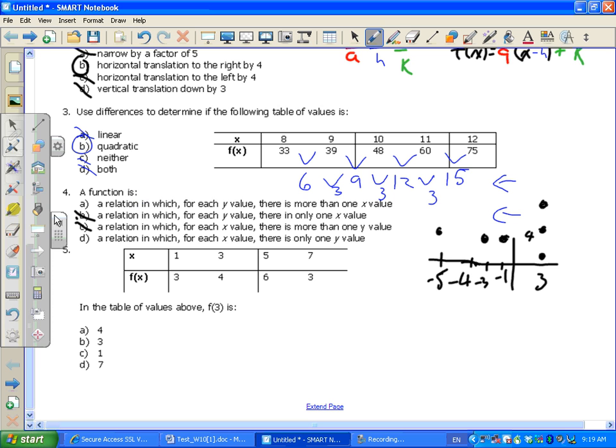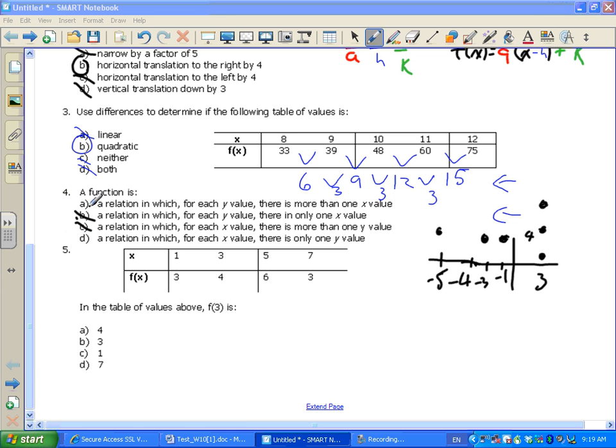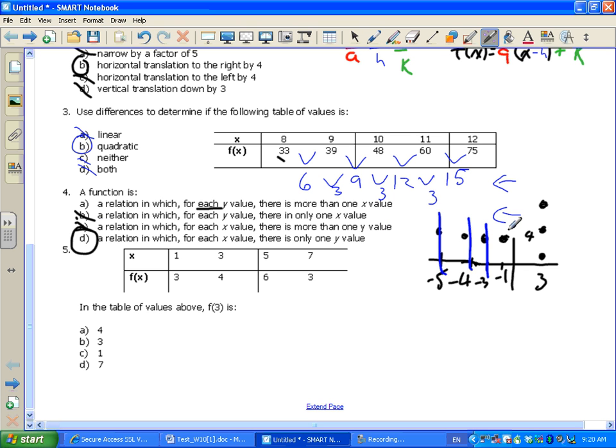That one's definitely true. So let's go back to the first one and figure out why it would be false. A relation for which each y value there is more than one x value. Is that what it says? Oh, for each y value. Even I trick myself. For each y value, okay. So because it says for each, that doesn't mean there has to be one for every single one. D is our answer. There's only one value for each x value. So we can pass our vertical line test. That one was tricky. Okay.